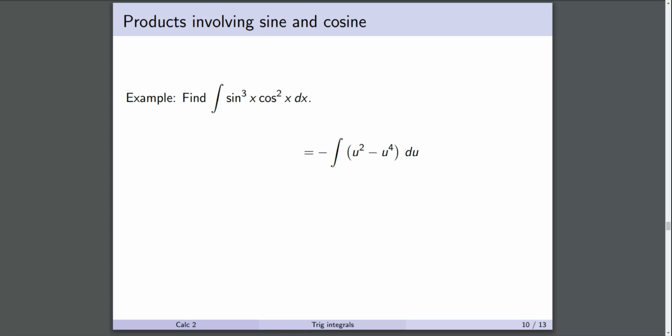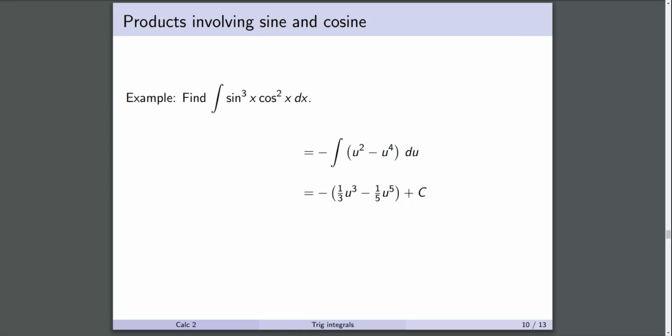I did a little rewriting on my next step, so that minus sign that was attached to the du has moved in front of my integral. I also distributed the u squared through the parentheses. As I said, this is something that we know how to integrate. There's my integration step. And then finally, I reverse the substitution.